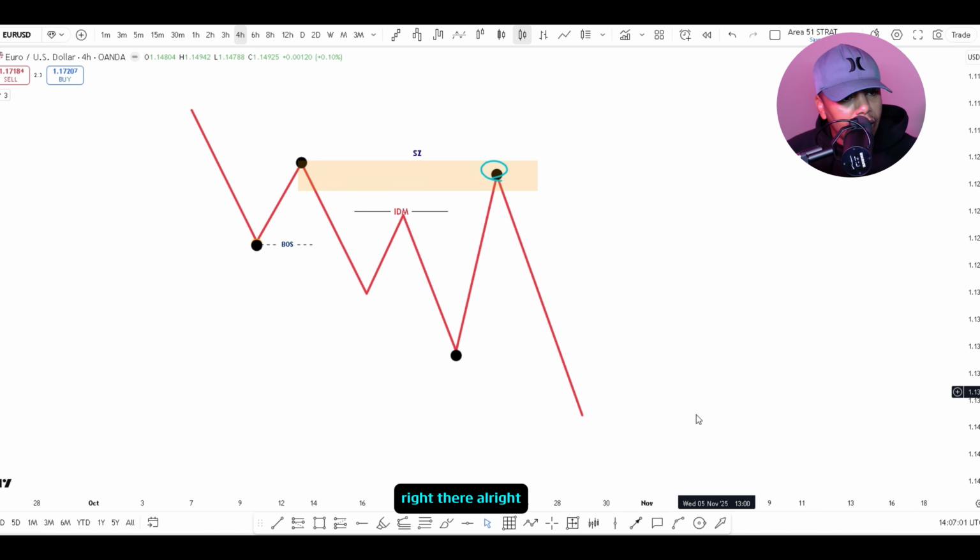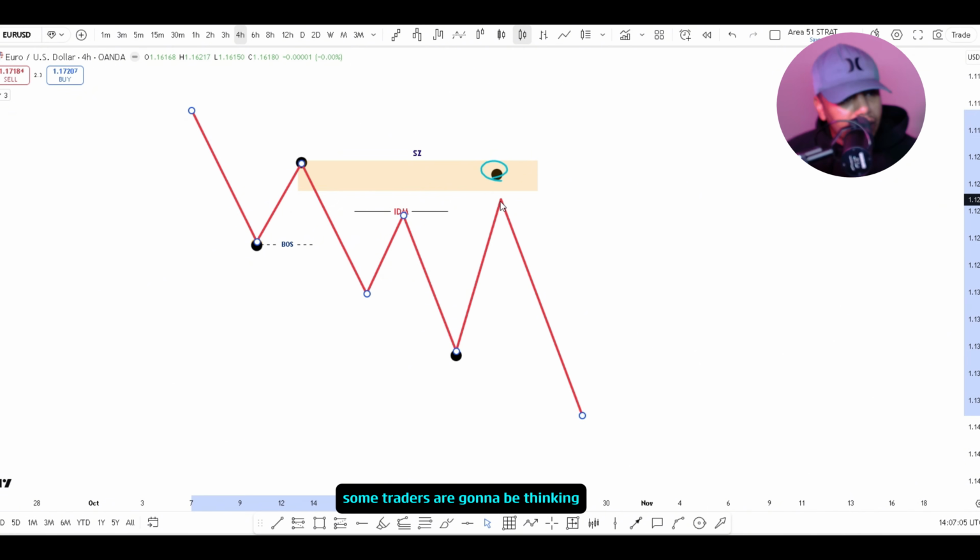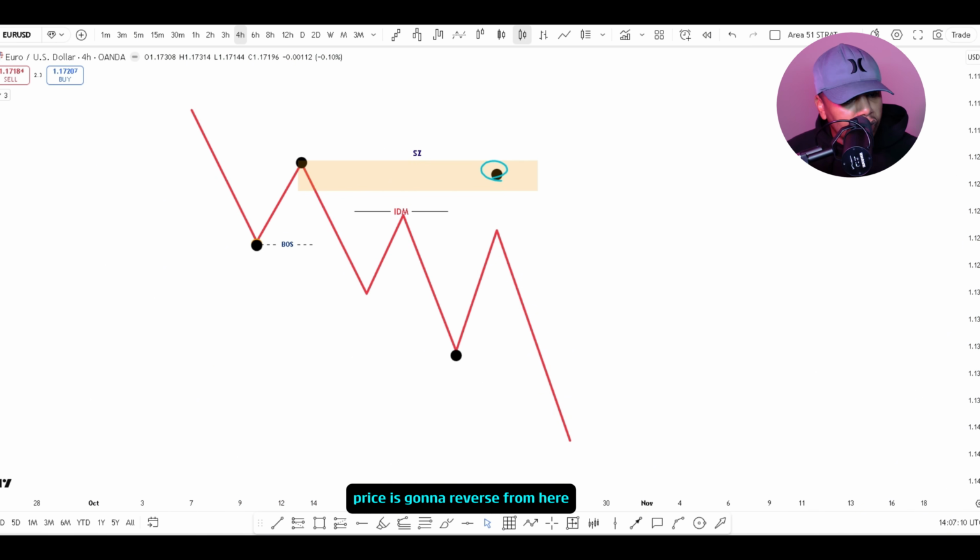Okay, right there. But most of the time this is what happens. Some traders are going to be thinking price is going to reverse from here. They're going to go ahead and mark their supply zone over here. They're going to put their stop loss above this high here.